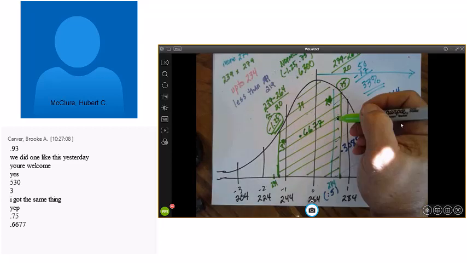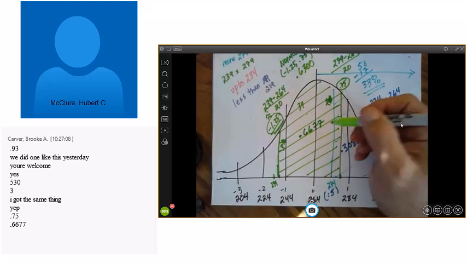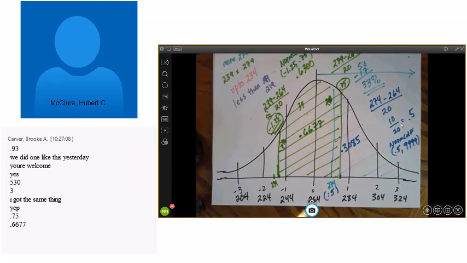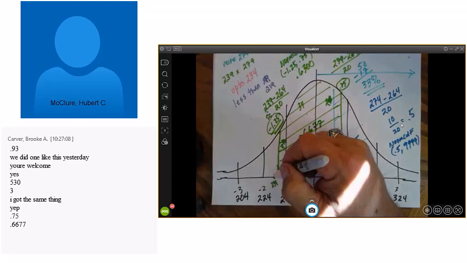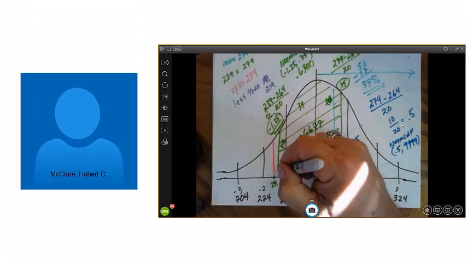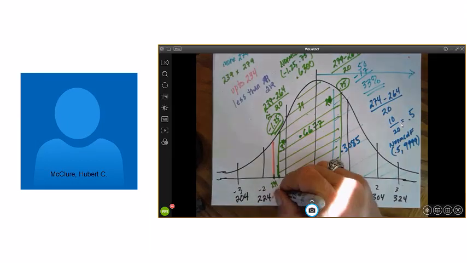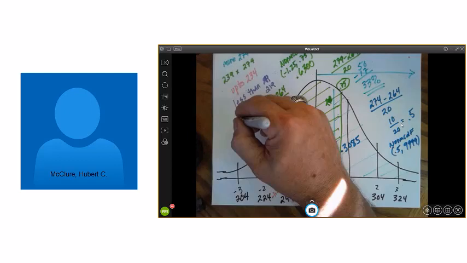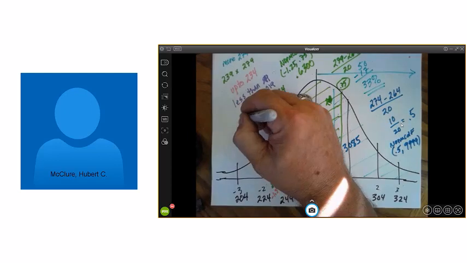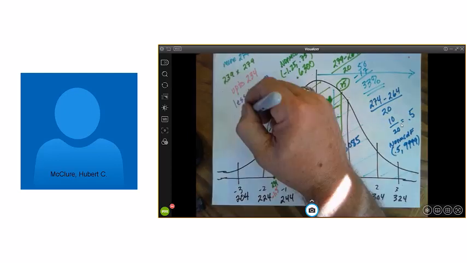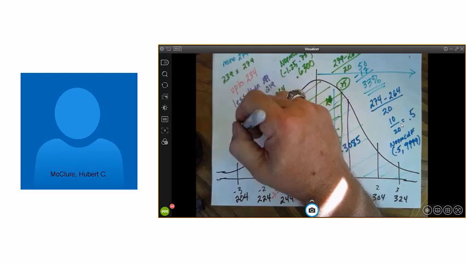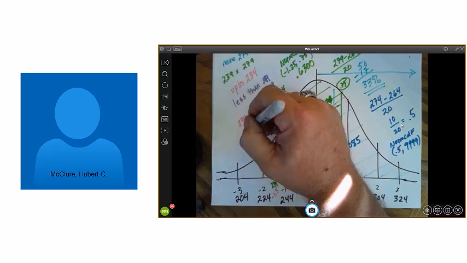0.6677. So that's your answer there. Now let's move to the peach. Peach is up to 234. Well, I said that 234 was at negative 1.5. But 234 minus 264, yep, that's negative 30 over 20, which is 1.5, isn't it?